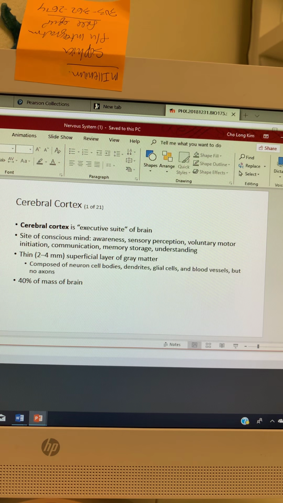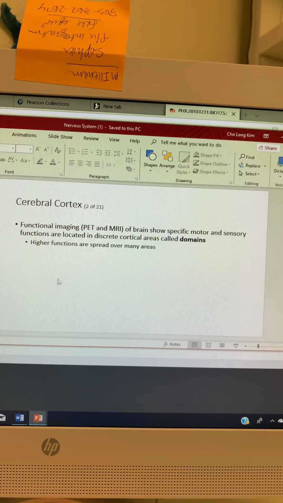Cerebral cortex is the executive suite of the brain. It's the site of the conscious mind, awareness, sensory perception, voluntary motor initiation, communication, memory storage, and understanding. It's very thin, 2 to 4 millimeters. It's the superficial layer of gray matter, composed of neuronal cell bodies, dendrites, glial cells, and blood vessels, but no axons. It actually makes up 40% of the brain's mass.